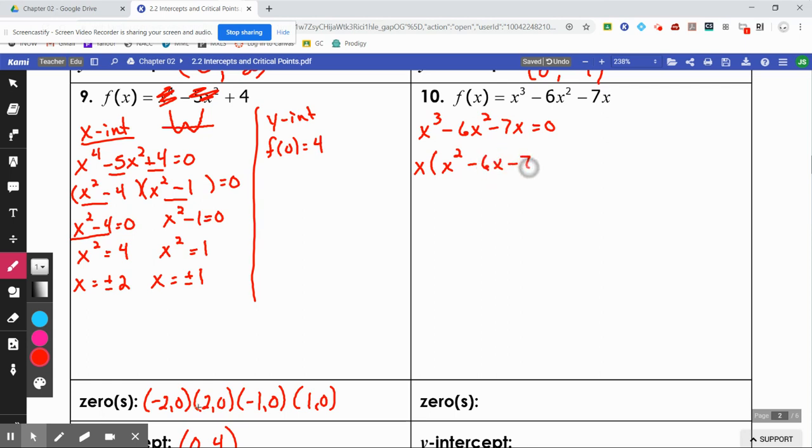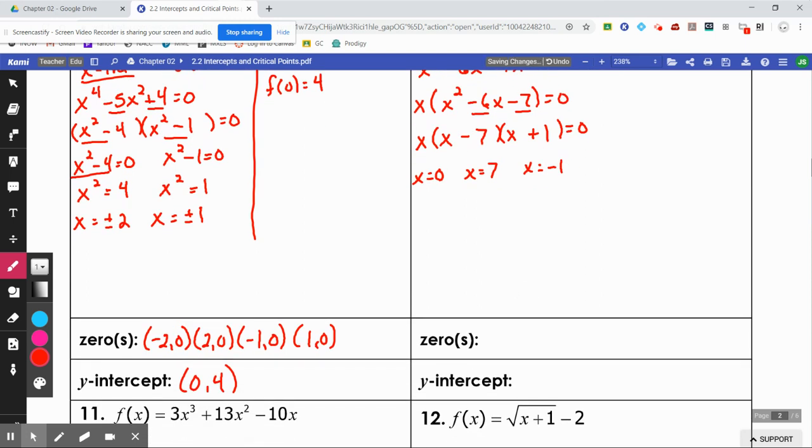Leaves you with this. That will factor farther. Let's divide this into two sets of parentheses. x times x is x^2. What adds and multiplies would be a negative 7 and a positive 1. Set each of these factors equal to 0, and it gives you x = 0, x = 7, and x = -1. So this has 3 different x-intercepts, and they are, again, (0, 0), (7, 0), and (-1, 0).